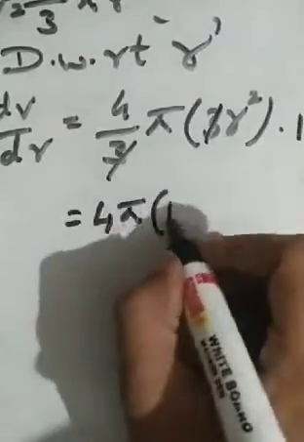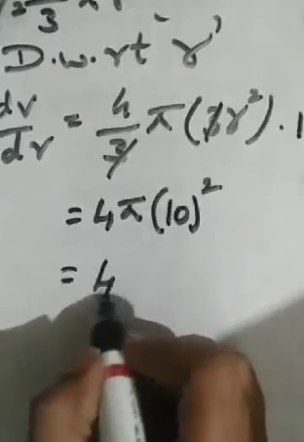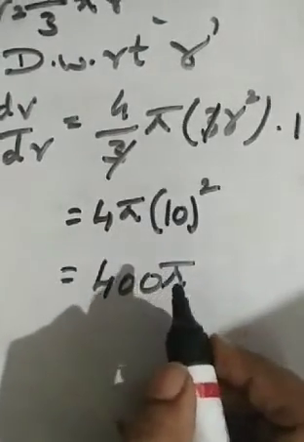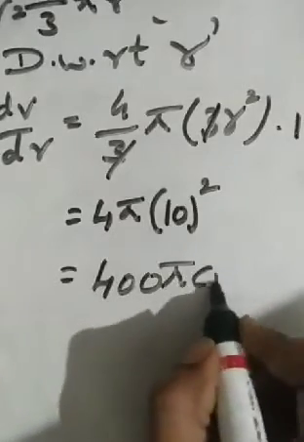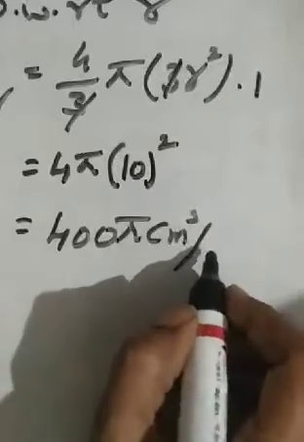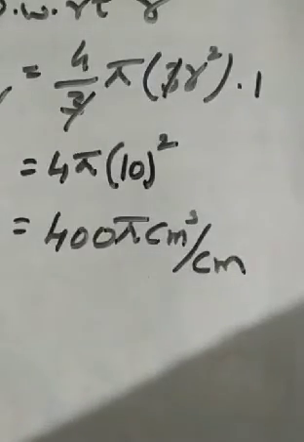What is the r value? r value is 10, so 10 square, which is equal to 400 pi. So the volume is always given in what? Centimeter cube, isn't it? Centimeter cube. Here, when we differentiate with respect to time, seconds come in, children. So it is centimeter cube per second.